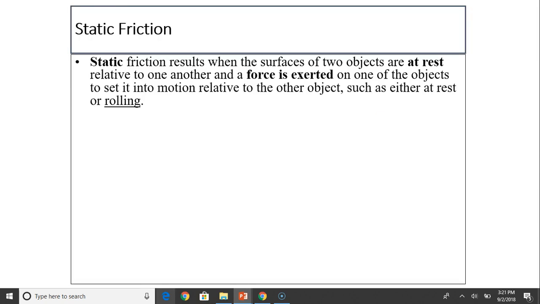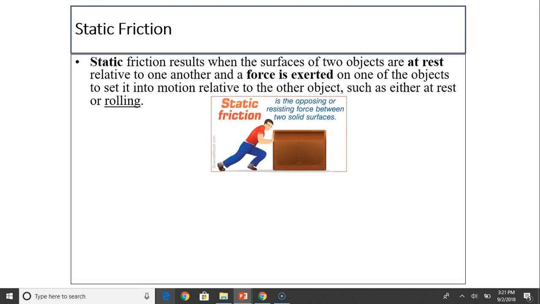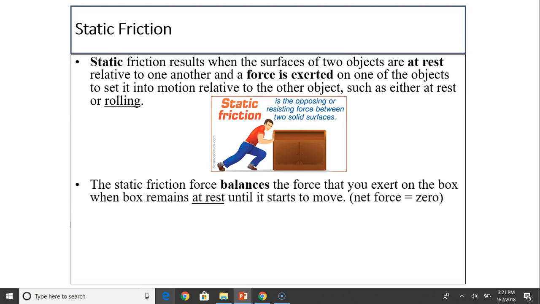Static friction results when the surfaces of two objects are at rest relative to one another, and a force is exerted on one of the objects to set it into motion relative to the other object, such as either at rest or rolling. Here is a man pushing a cabinet, but the cabinet is not moving because the cabinet has static friction. The static friction force balances the force that you exert on the box when the box remains at rest until it starts to move. So in this case, the static friction on the cabinet equals the force applied by the man.